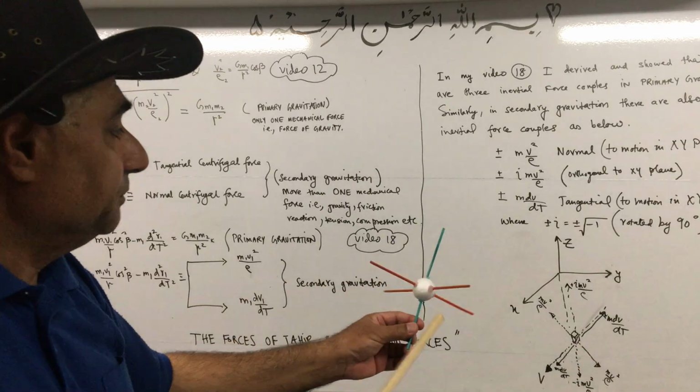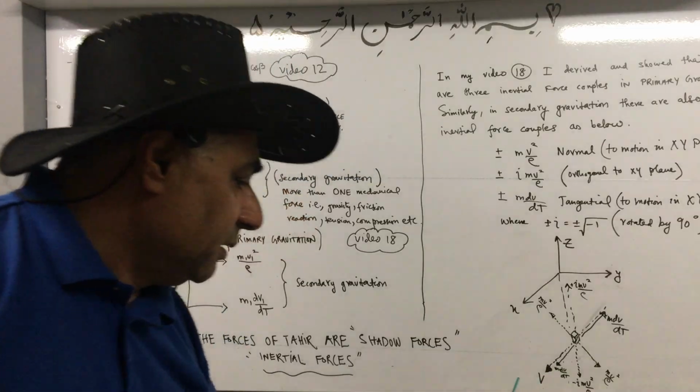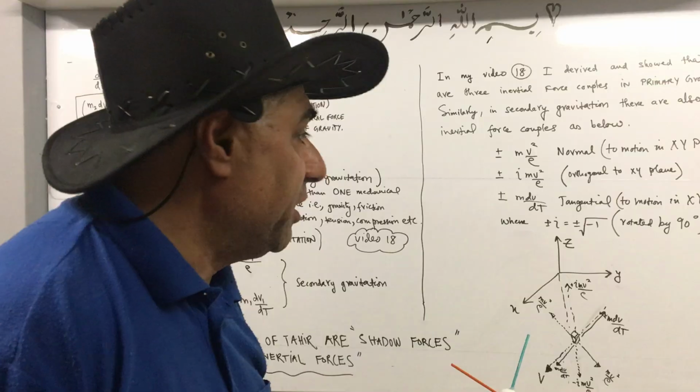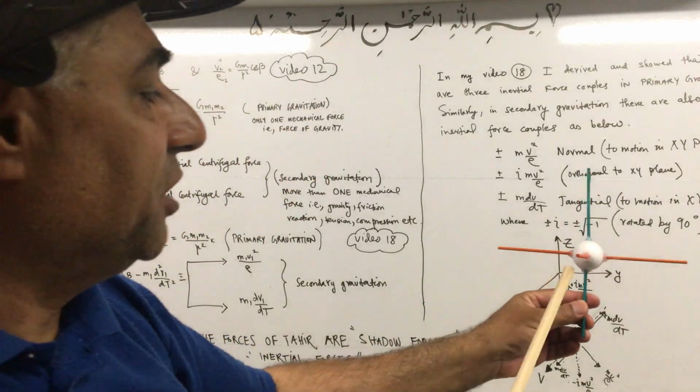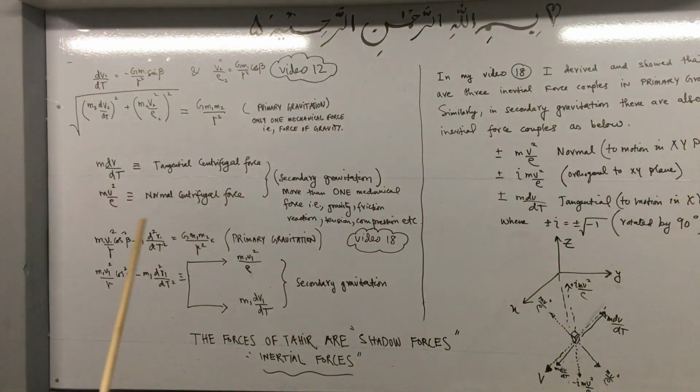Okay, so this is the example of the secondary gravitation. I will discuss the same one when I discuss secondary gravitation in 3 dimensions. This is secondary gravitation in 2 dimensions. Okay, the forces of Tahir are shadow forces or inertial forces.